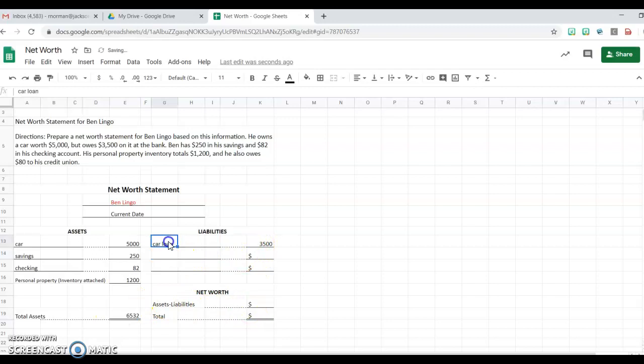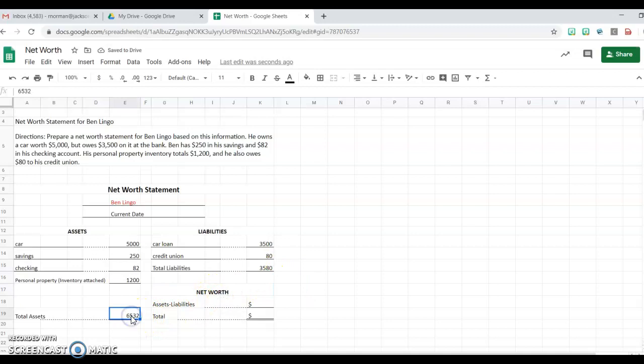Okay. Now his things he owes on, still car loan, $3,500, and he owes credit union $80. For me, on a form that doesn't have this, I like to make a line that says total liabilities. It makes it just a little bit easier. And his total liabilities are $3,580.